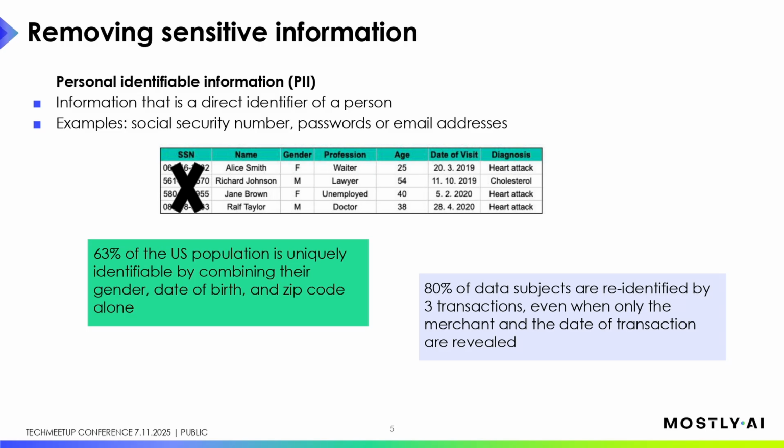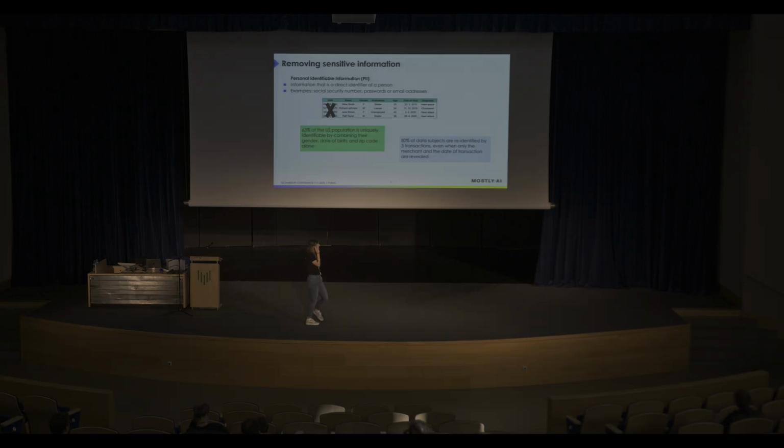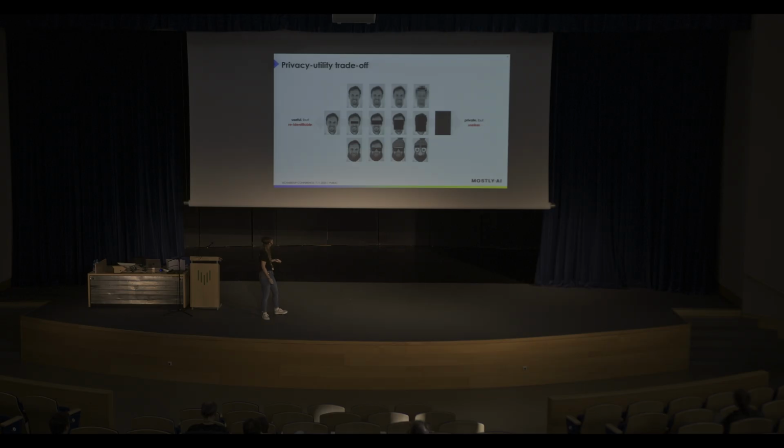So for example, 60% of the US population can be identified by combining gender, date of birth and zip code. And what is even crazier from my point of view is that 80% of data subjects are re-identified by only 3 transactions, and only when the merchant and date of transaction are revealed. So that's an example that this is simply not enough.